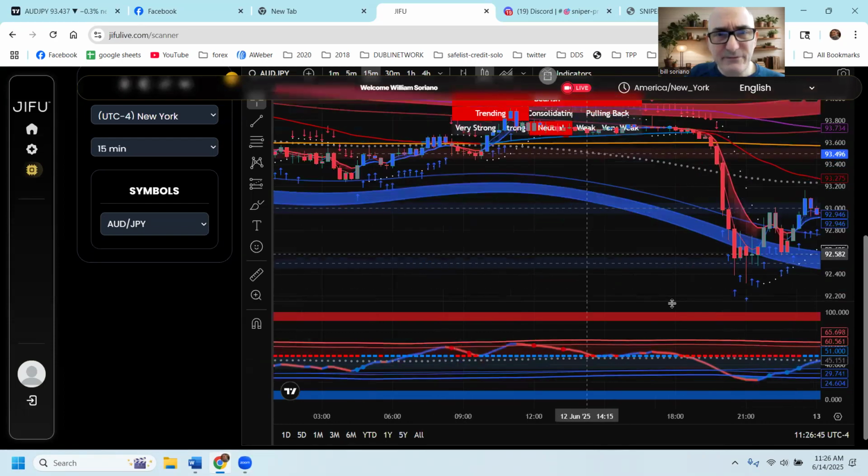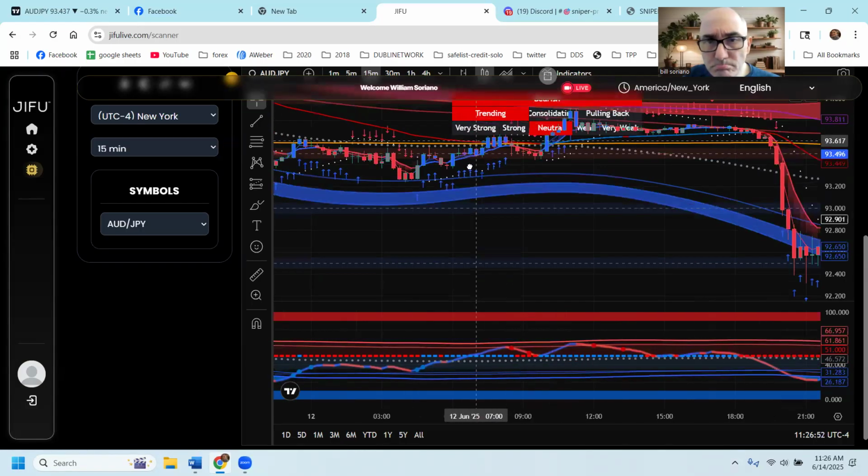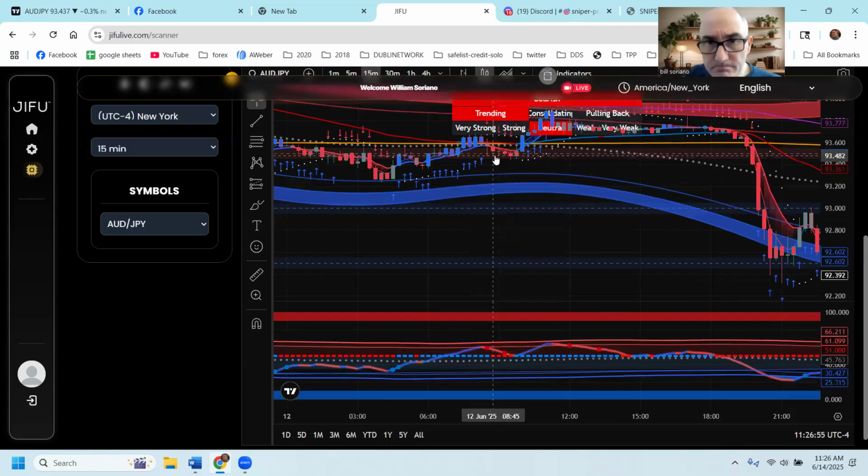So this is the 8:15 a.m. candle on Thursday. That's right here, guys. See this blue candle right here? That's the 8:15 a.m. candle on Thursday. Okay.